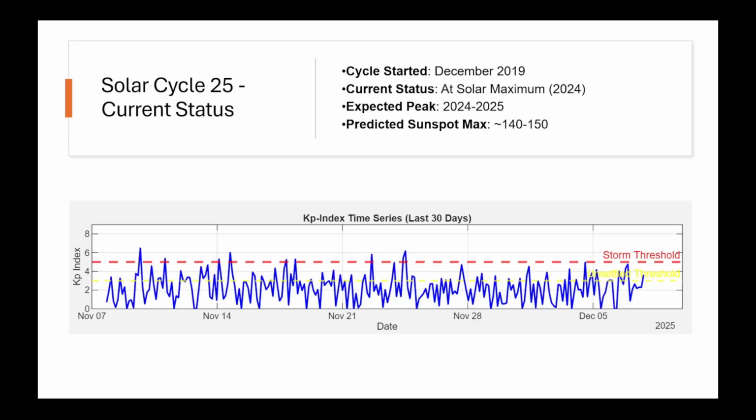Solar Cycle 25 current status. We're currently at solar maximum, the most active phase of solar cycle 25. This means more frequent geomagnetic storms and increased aurora activity. My system tracks this in real time.